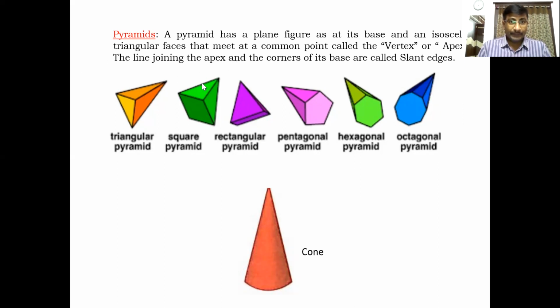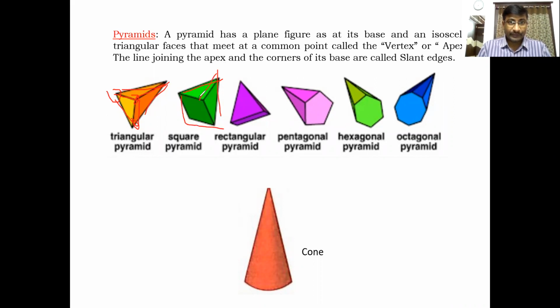The line joining the apex and the corners of the base. This is the base. These are the corners of the base. Lines joining the corners of the base with the apex are called slant edges. These are the slant edges. Every pyramid has slant edges.